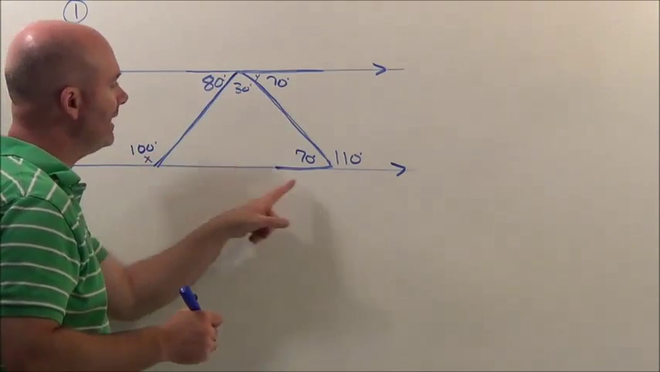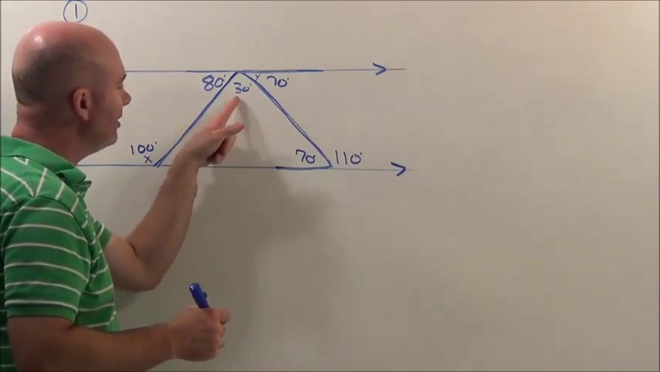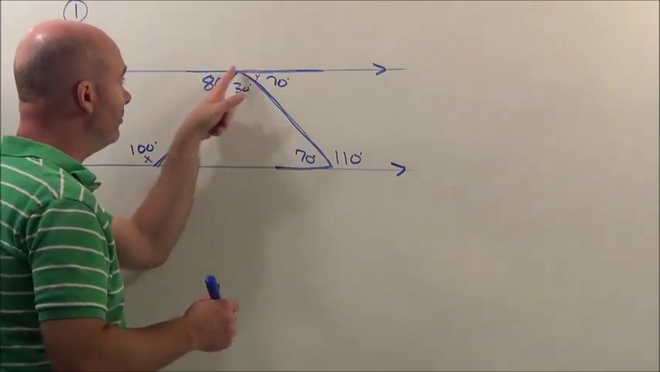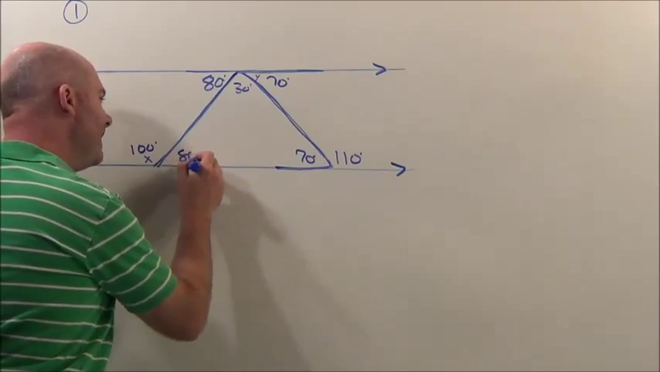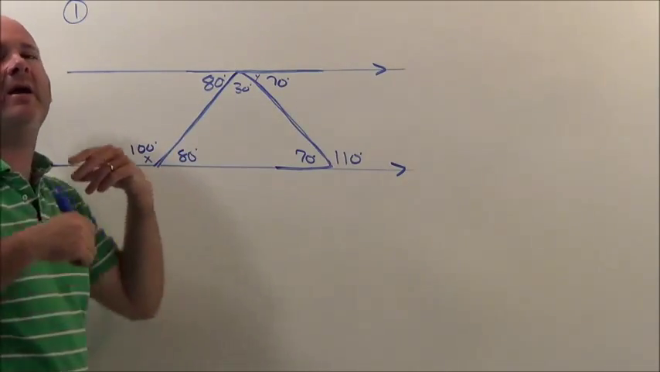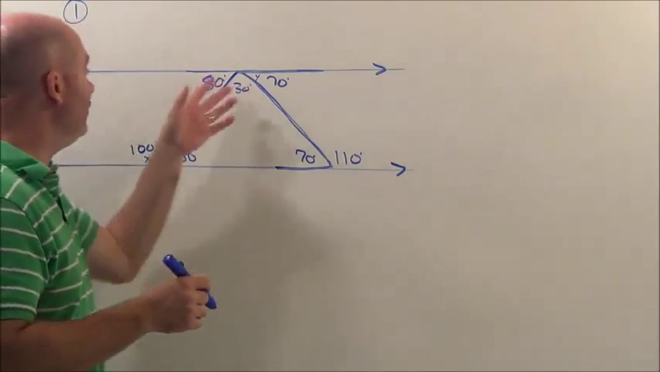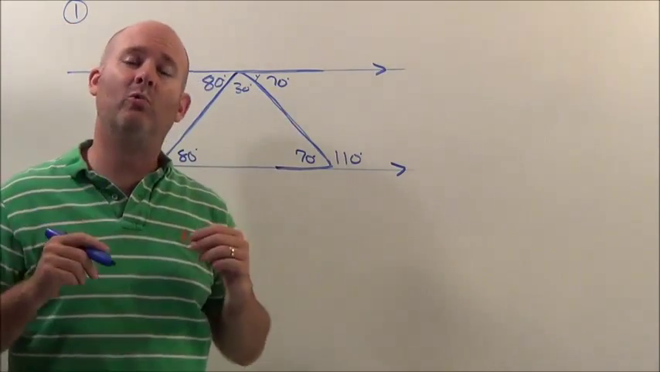Well, notice the triangle. 70 and 30 is 100. So this other triangle, look right there, triangle. 70 and 30 is 100. So this would be 80. And then its linear pair would be 100. So if you forgot that, there's other ways to get it.